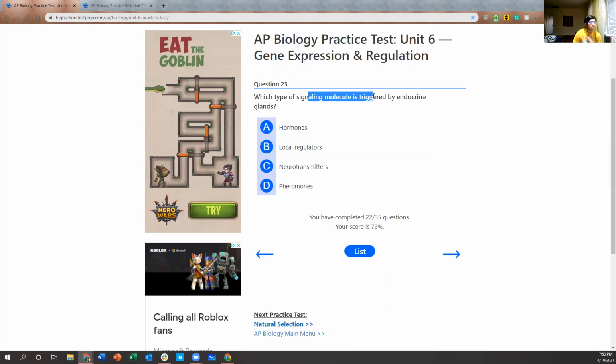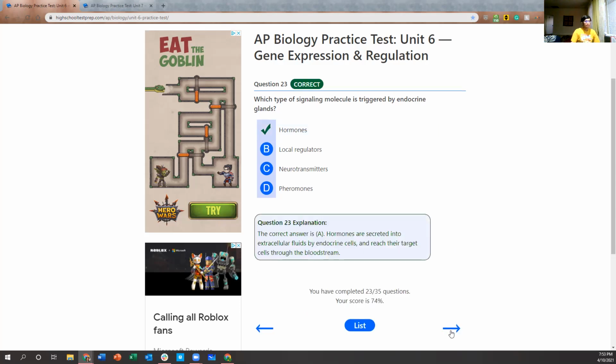Which type of signaling molecule is triggered by endocrine glands? Well, hormones, right? Oh, okay. This goes back to an earlier unit. So paracrine signaling is where you use local regulators and send those out. But endocrine signaling is long distance signaling, and the endocrine system deals with hormones. Yeah, they're secreted through extracellular fluids by the endocrine cells and reach the target cells through the bloodstream.